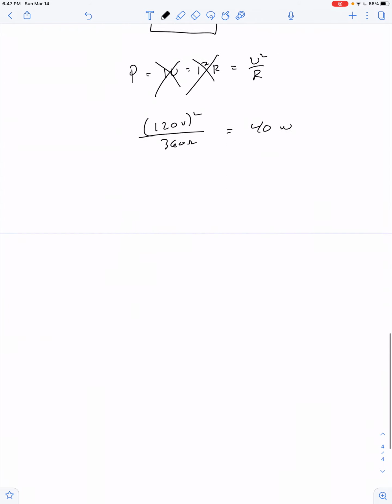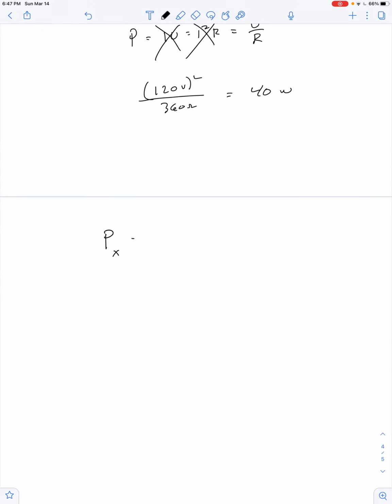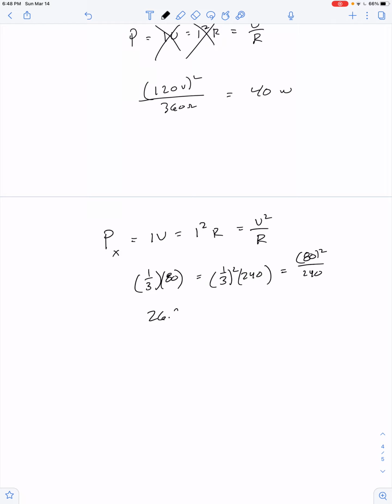So let's see. The power for bulb X is current times voltage. It's current squared times resistance. It's voltage squared divided by resistance. So we could say it's 1/3 times 80, or we could say it's 1/3 squared times 240, or we can say it's 80 squared divided by 240. Well, whichever one of those you go with, you get 26.7 watts. And you can try it. Convince yourself that all three of these give the same value.